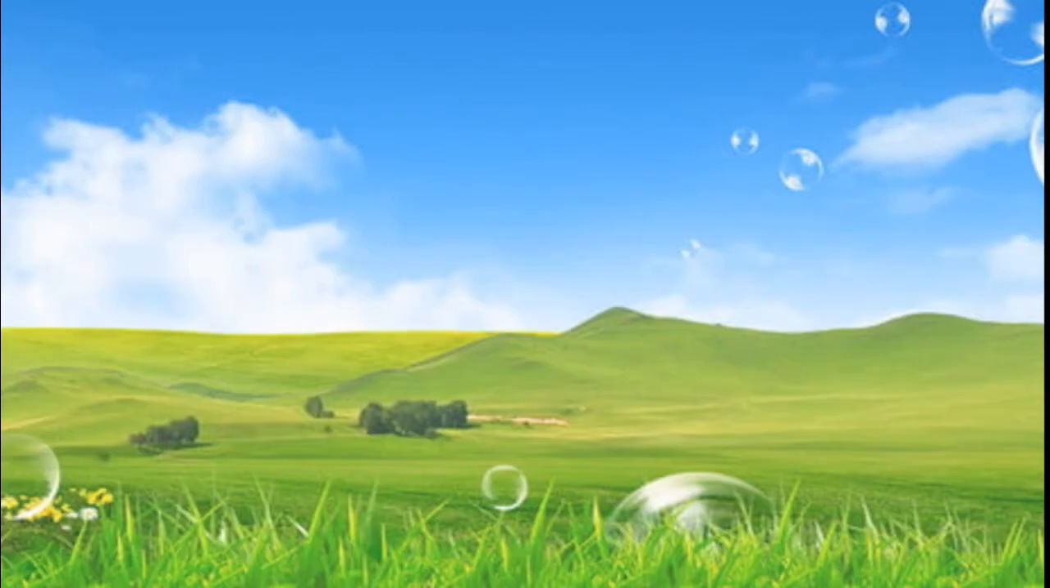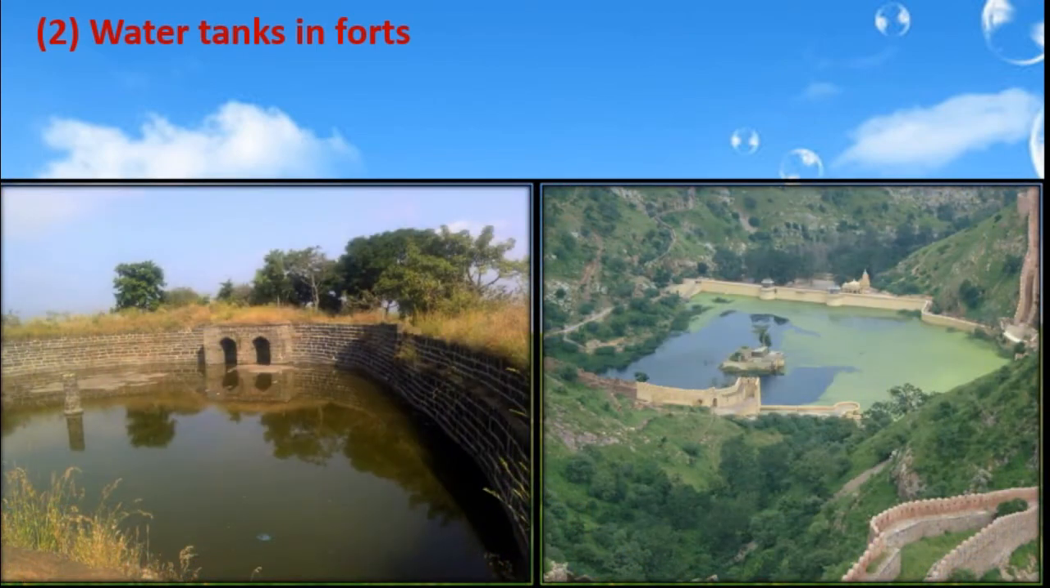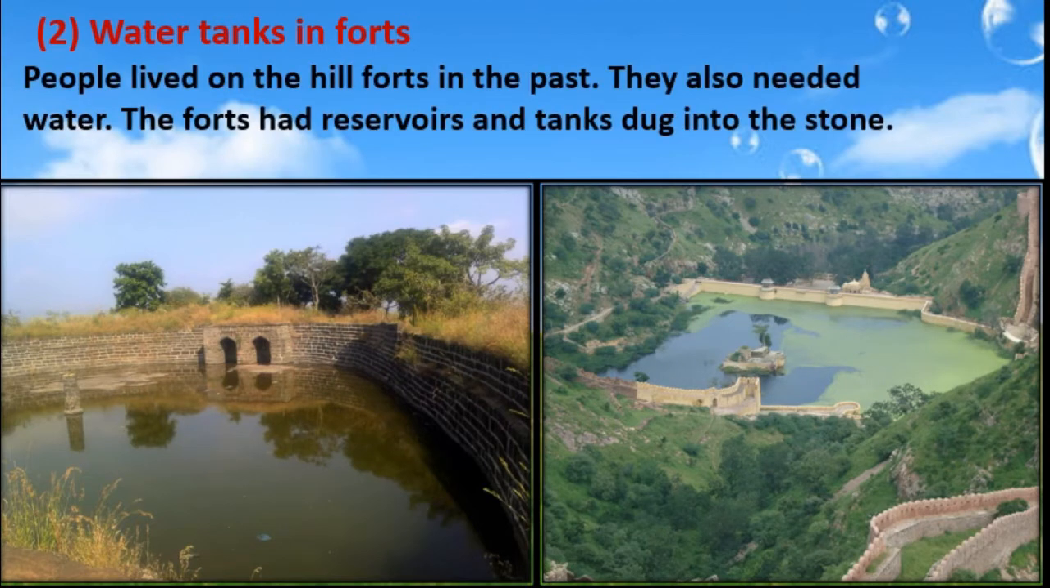Now, second one is water tanks in forts. Okay, see the picture. These are the water tanks on the forts. People lived on the hill forts in the past. They also needed water. The forts had reservoirs and tanks dug into the stone. See, the first picture is of Shivaneri Fort and the second is of Jaigarh Fort. How they stored the water.